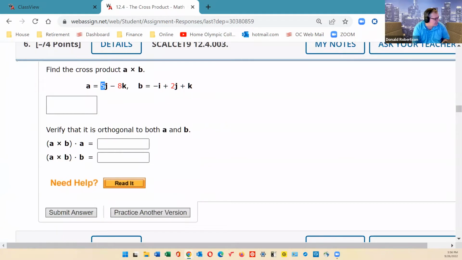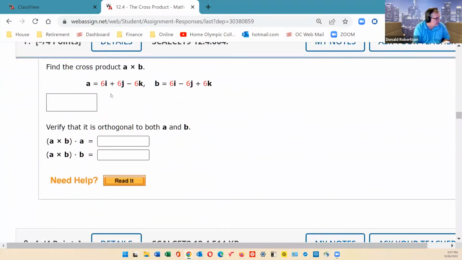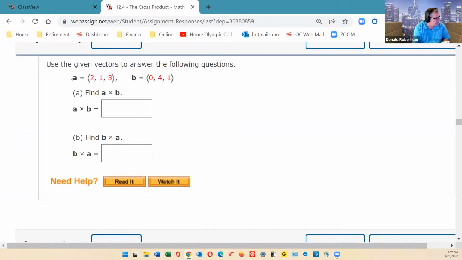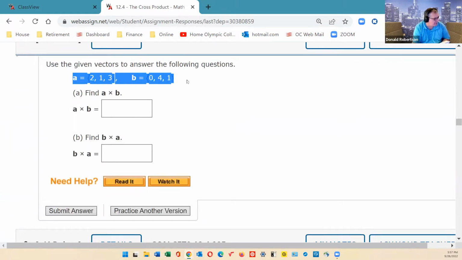Isn't this basically the vector 5, comma, no, it isn't. It's 0, 5, -8, and this vector is -1, 2, 1. When I do cross products, I don't like that notation. I like to turn them into the normal vectors because I think it's a bit easier. But that's the only difference. This one is pretty straightforward. And that's the way I like vectors to be written. So that one's a little bit easier in my brain.